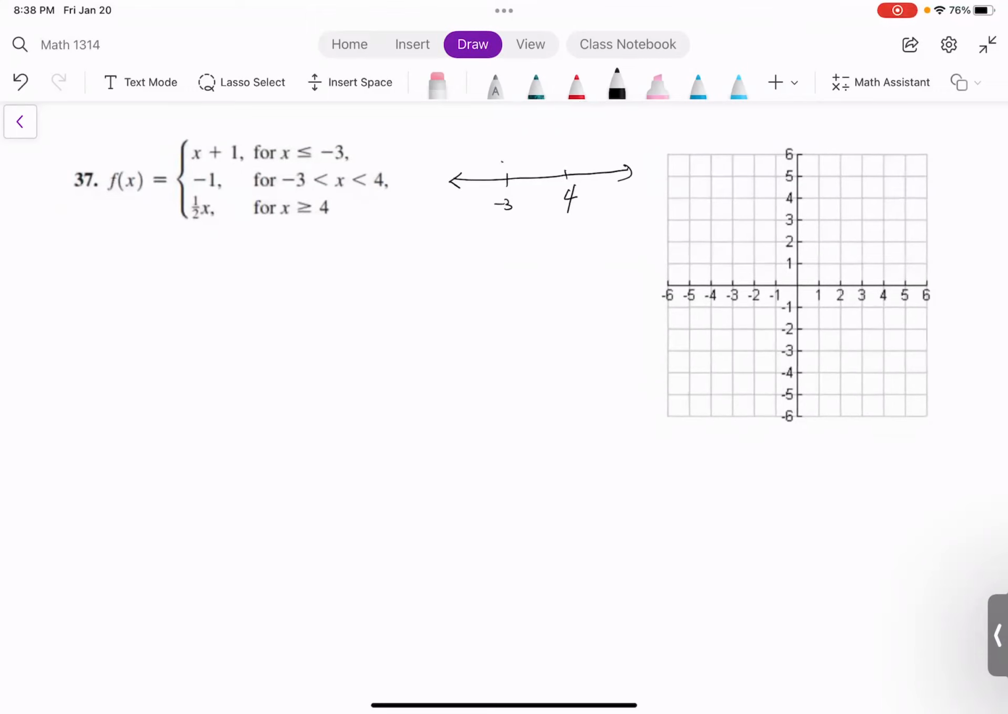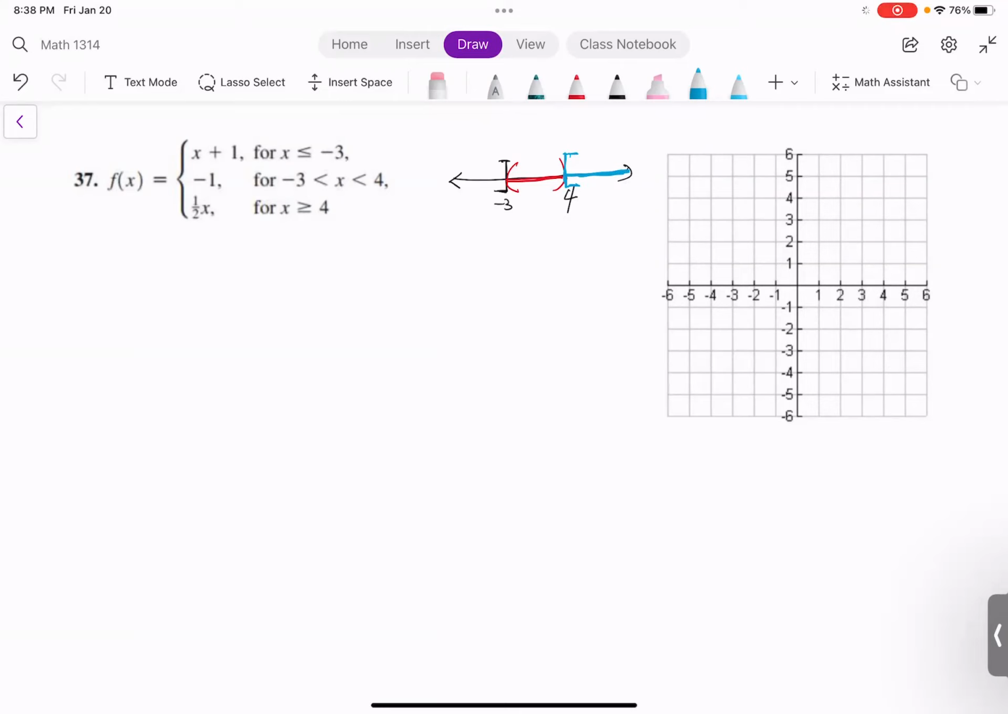The first part is from -infinity to -3. The second part is from -3 to 4. We can highlight the area between. And the last part is from 4 to positive infinity. You see, I'm using brackets and parentheses to differentiate if there is an equal sign or not.